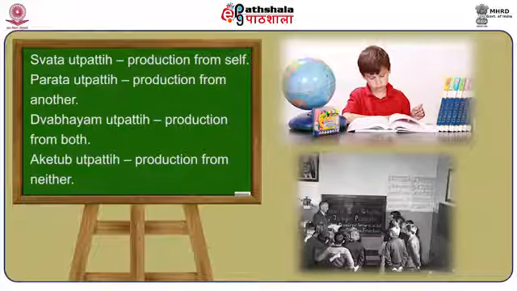We would be talking about these four views of causality in detail, but for now, just understand that these four views are Swata Utpatti, which means production from self; Parata Utpatti, which means production from another; Dvabhyam Utpatti, which means production from both self and another; and Ahetu Utpatti, which means production from neither self nor another, that is, production by chance.